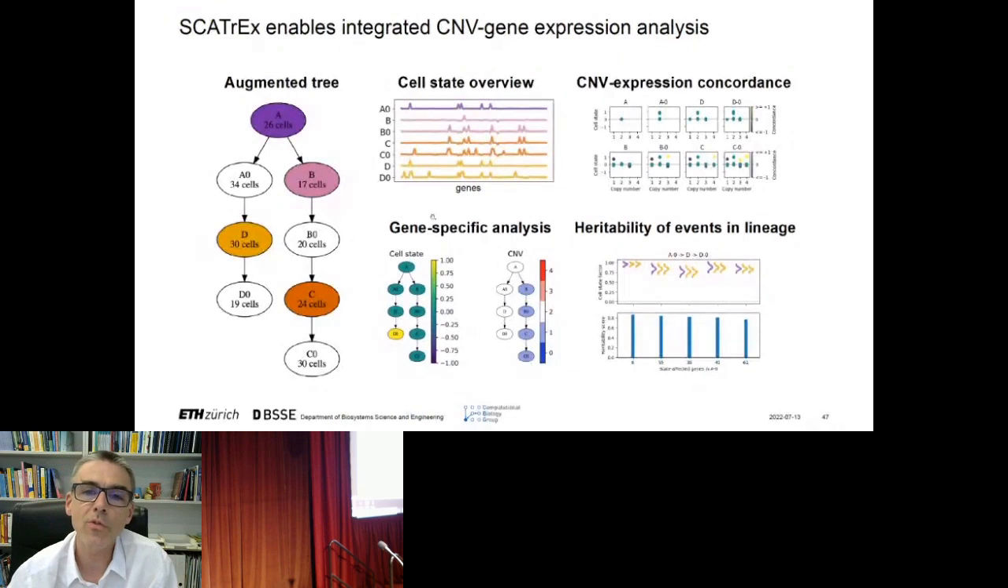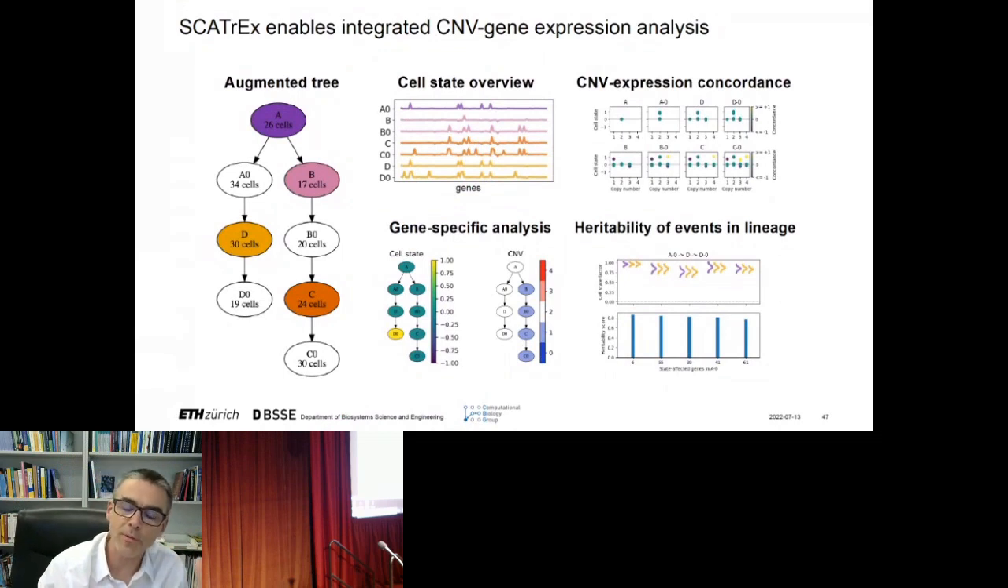And maybe the most straightforward is to do a gene-specific analysis and to compare the copy number tree with the observed cell states. In other words, you can now find changes in gene expression that are not driven by the copy number change. And so they are more likely to be either due to other genetic factors or triggered by the environment of these particular cells.